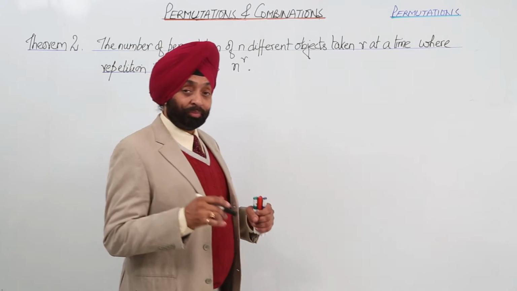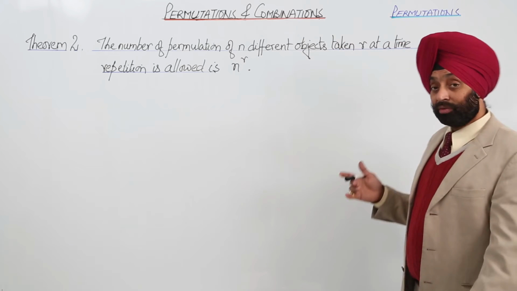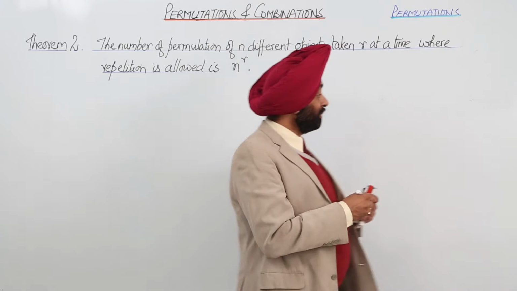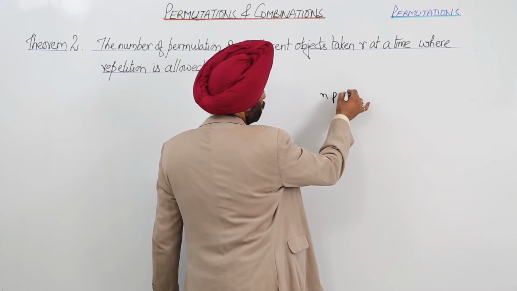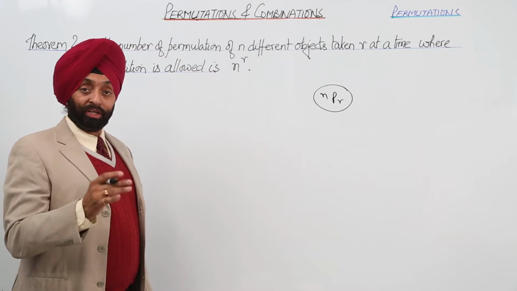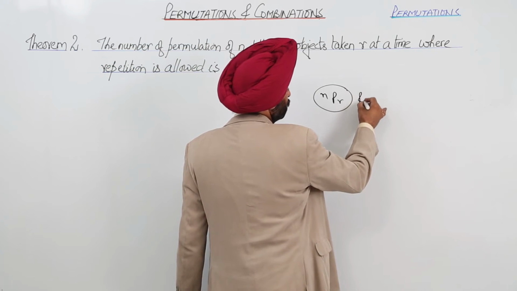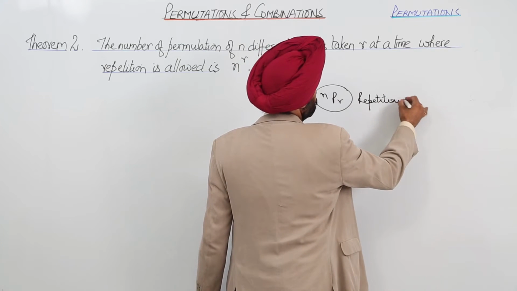Now in the permutation, using the notation and the formula, we have also derived the formula. In theorem 1 we gave that if we are writing nPr, it means repetition is not allowed.